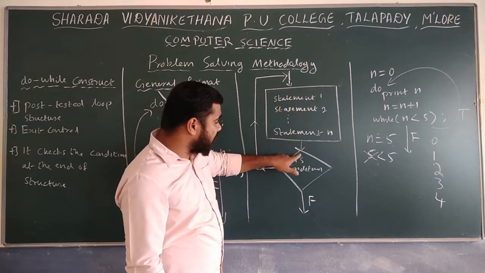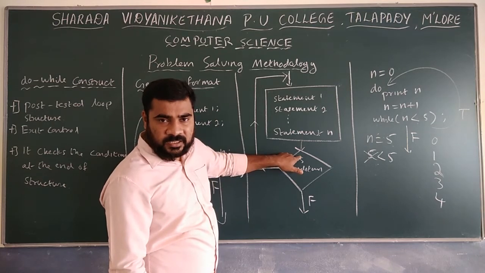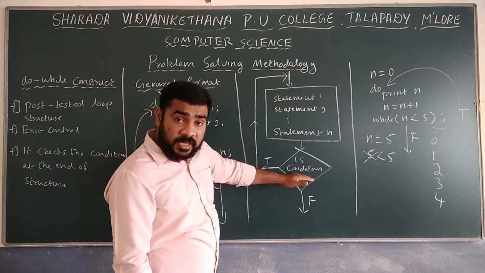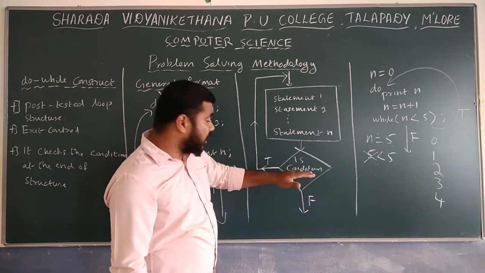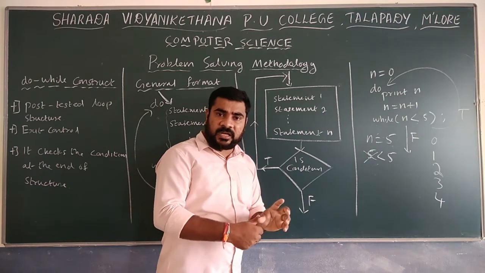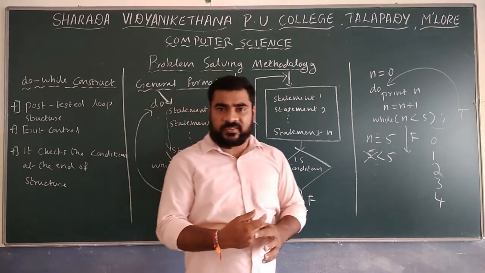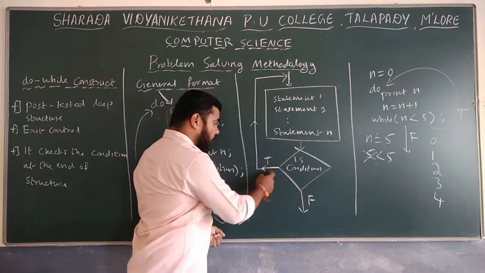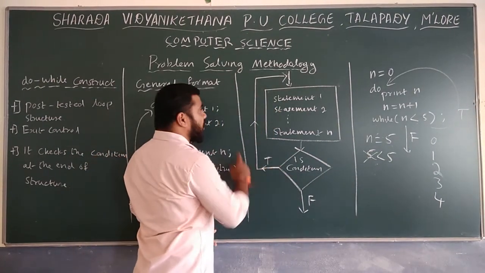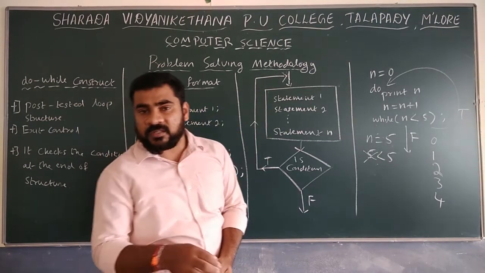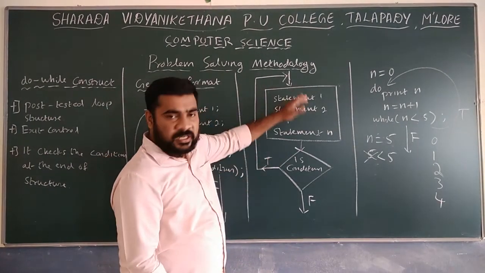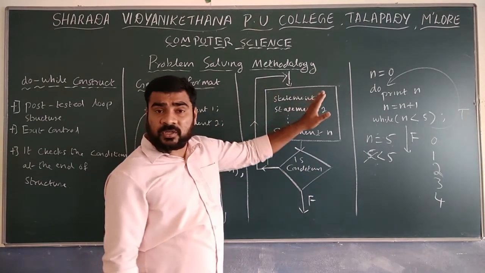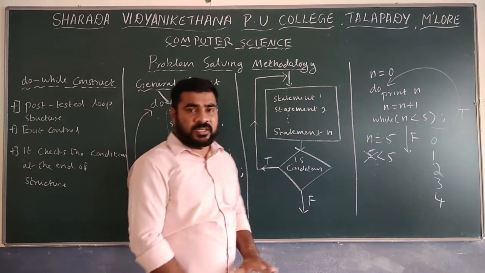After executing the statements, an arrow leads to the condition, or branch condition, whatever it is. The test condition is checked, and after checking we get only two outputs, either true or false. Whenever the condition is true, control moves back and executes the statements again. The arrow is drawn like this, and for understanding, two more arrows are shown here.